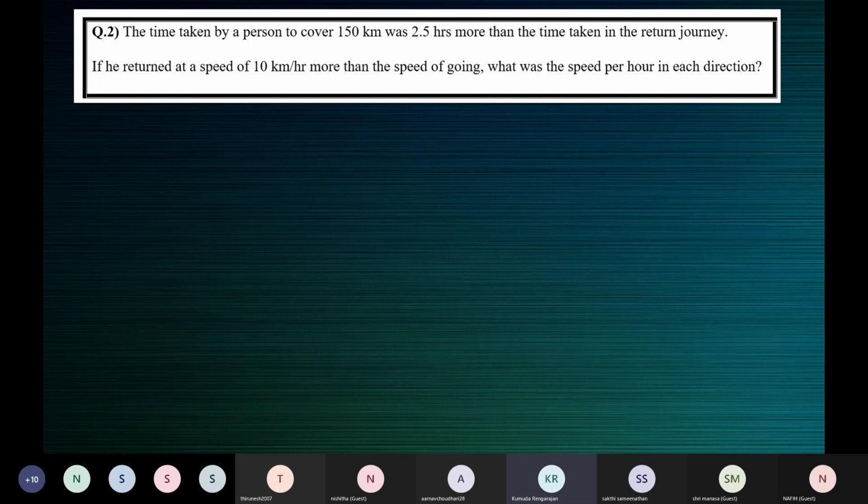Onward journey, his speed is less, so he takes more time. Return journey, his speed is more, so he takes less time. Did I exchange the words? Onward journey, less speed, more time. Return journey, more speed, so less time. If we return at a speed of 10 kilometers per hour more than the speed of going, the onward journey, what was the speed per hour in each direction?